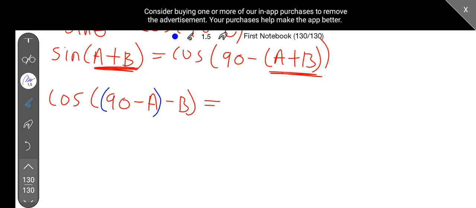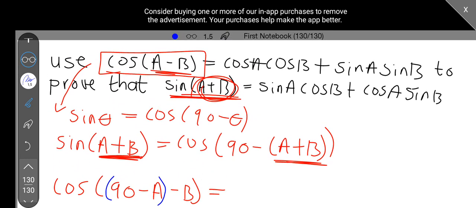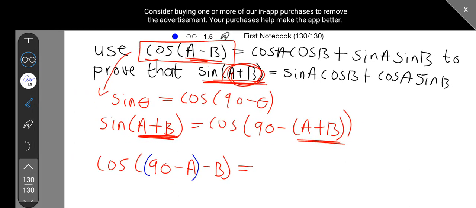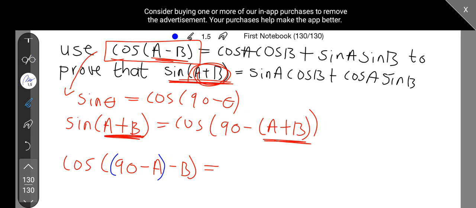Okay, so remember the identity for cos, we said that cos(A − B) is equal to cos A cos B plus sin A sin B. So we can take 90 − A as our A here, and then B as our B. So you understand? So I'm trying to make things simple. We just copy the identity for cos, and at the end all will be well.